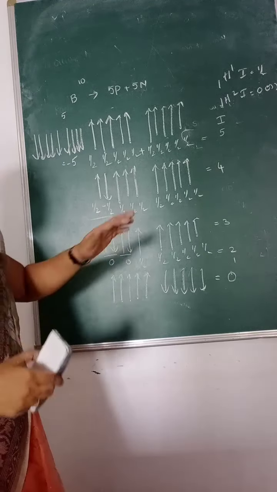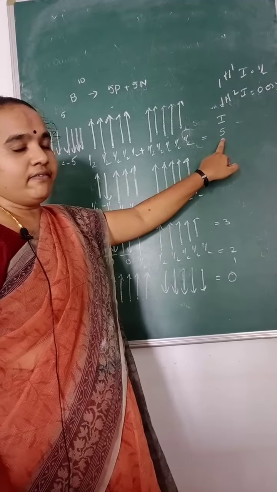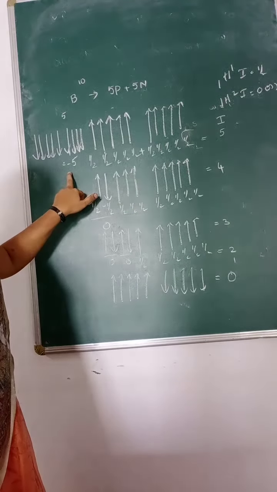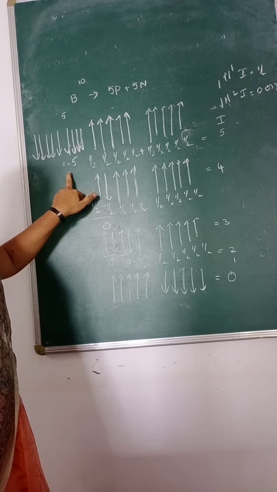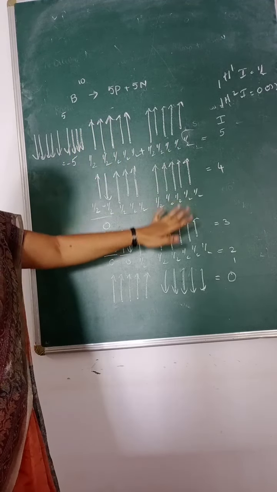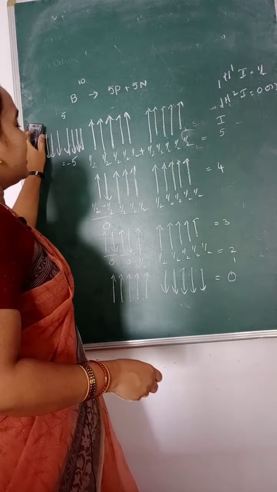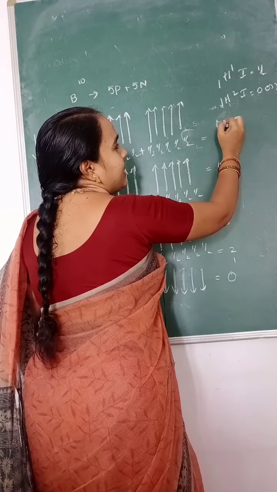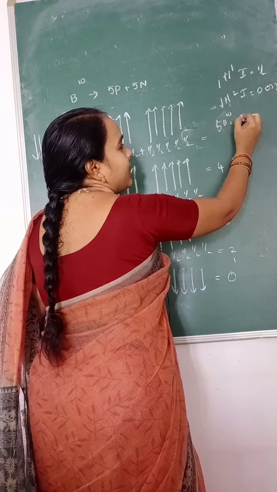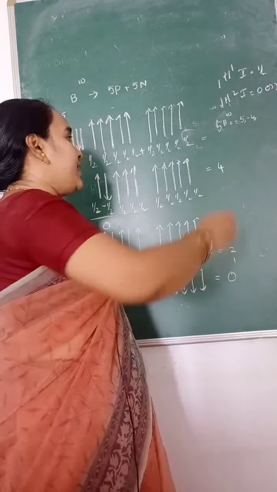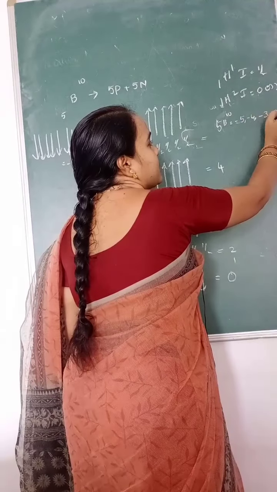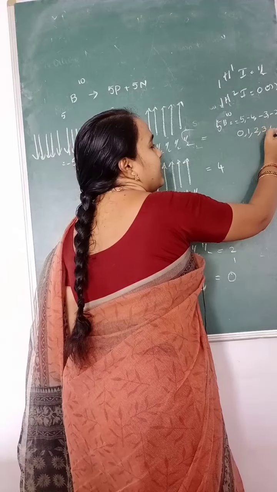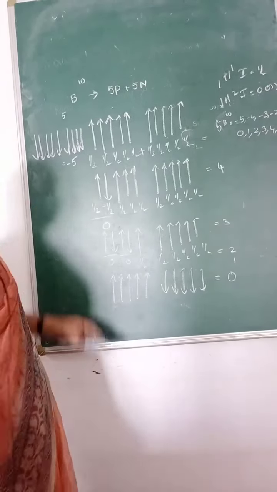So the maximum value of the resultant spin is 5 including 0, and the minimum value of the resultant spin is minus 5. So there are different orientations. Hence the nuclear spin for this boron 5B10 may be minus 5, minus 4, minus 3, minus 2, minus 1, 0, 1, 2, 3, 4, 5.